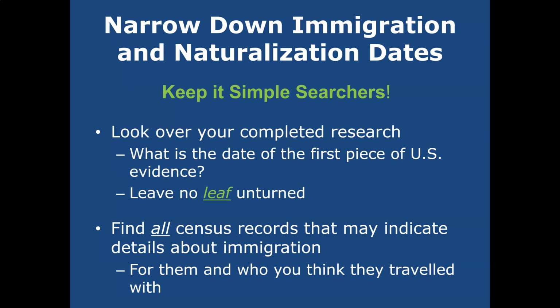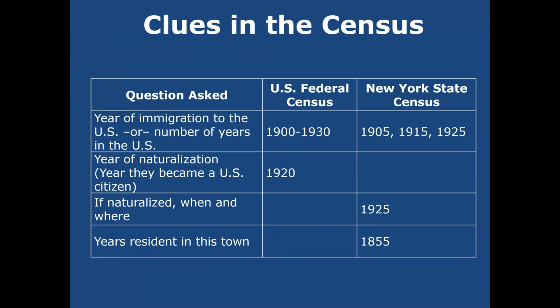So look over your completed research and find the first piece of U.S. evidence. So the first piece of evidence that you have of them in the U.S. Leave no leaf unturned. Then you want to find all census records that may indicate details about immigration for both them and who you think they traveled with. The census gives some great clues to narrowing down an immigration date.